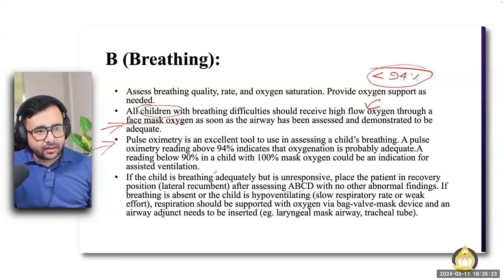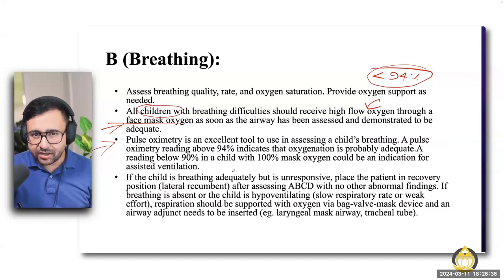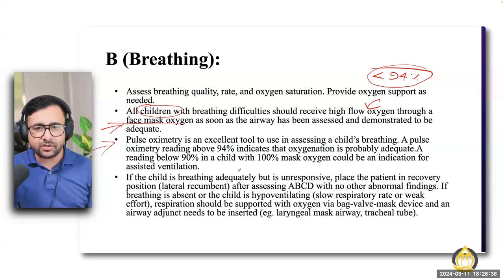If the pulse oximetry shows an oxygen saturation of less than 90%, that's an emergency, and it means the child may require assisted ventilation. In cases where it is less than 92%, especially in conditions such as bronchiolitis or croup, they need continuous oxygen support. Generally speaking, if it is less than 94%, you start considering oxygen support for children.